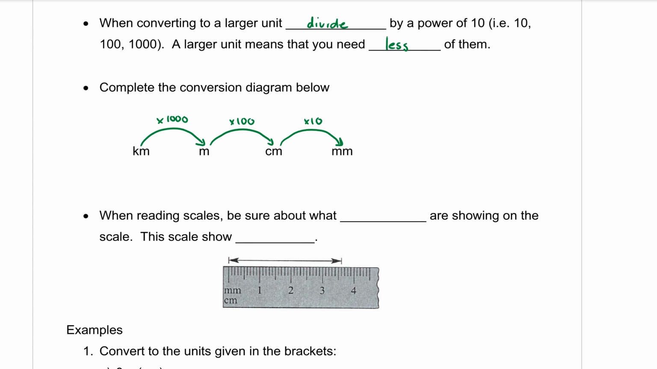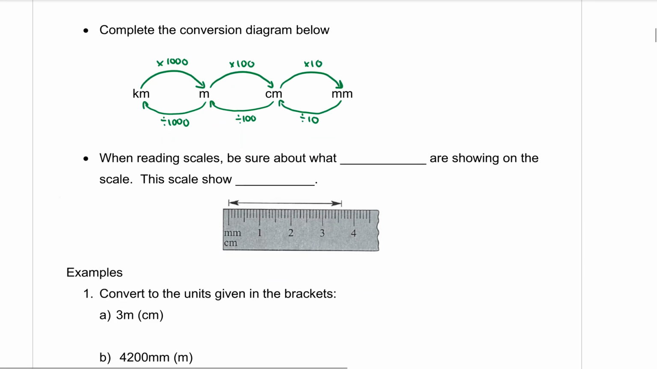If we want to go the other direction, so arrows going in the other direction now, we are going from smaller units into bigger units. So it's still going to be the 1,000, 100, and 10, but these ones are going to be dividing. So this is a very useful diagram to have on your study sheet or in your notes somewhere to help you convert units. When reading scales, be sure about what units are showing on the scale.